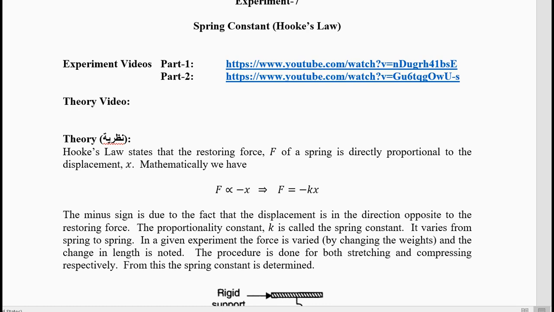If k is small, we call the spring a soft spring. If k is very big, we call it a hard spring. For example, the spring in the motorcycle suspension has a high value of k and is definitely a hard spring, whereas the spring in your ball pen or a mechanical pencil is a soft spring.